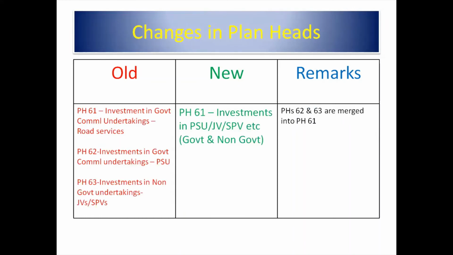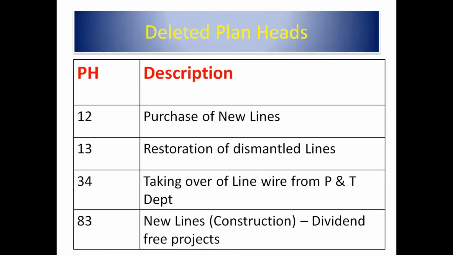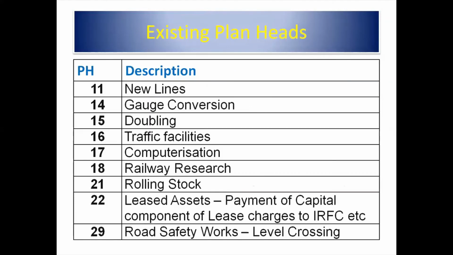And this is not much important. Now these planets are deleted. Now that is not in the railway books: purchase of new lines, restoration of dismantled lines, taking over of line weight from PNT, new lines, dividend fill projects. That is not in the books.